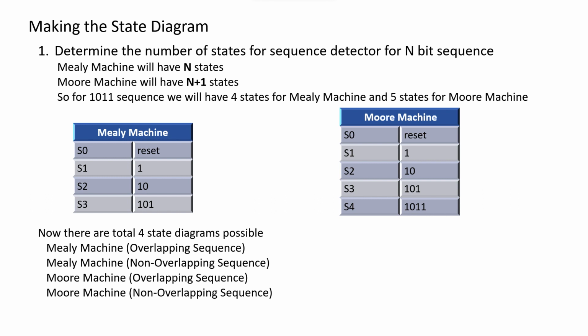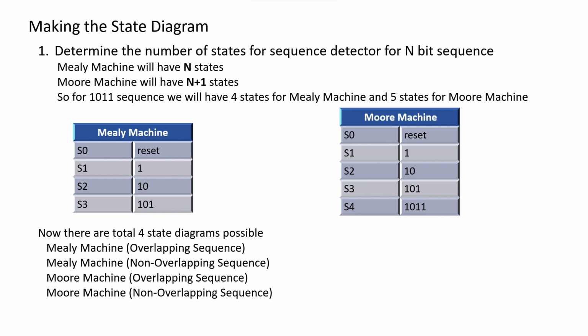For Mealy we will have S0 as the reset state, S1 in which we have got the 1, then S2 in which we have got 10, and the final state S3 in which we have got 101. As discussed earlier, the Mealy machine output depends on both the present state and the input. So we don't need a state with the information that 1011 is detected. We can infer that from state S2, in which we have got 101, and if we have input as 1.